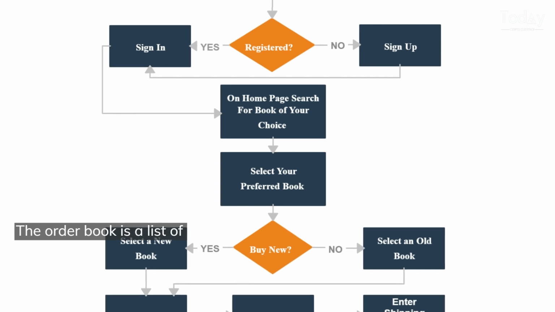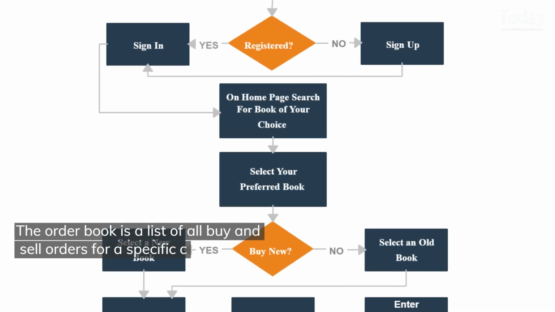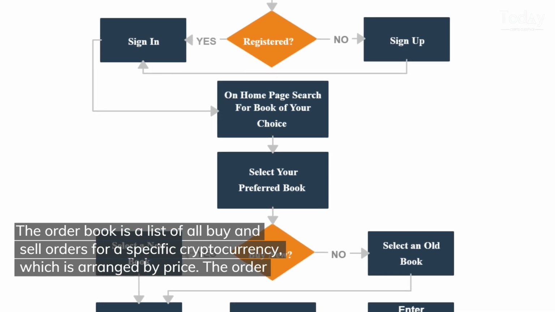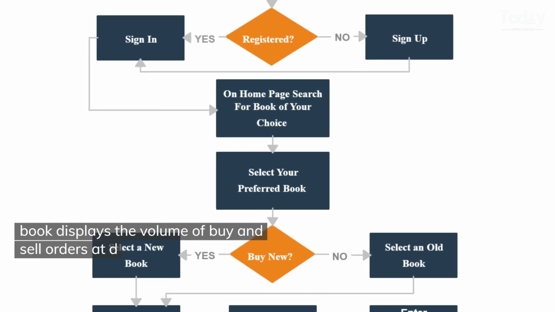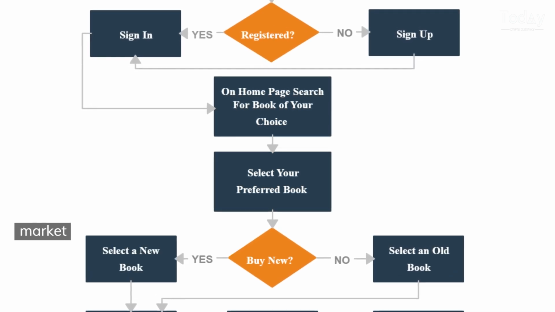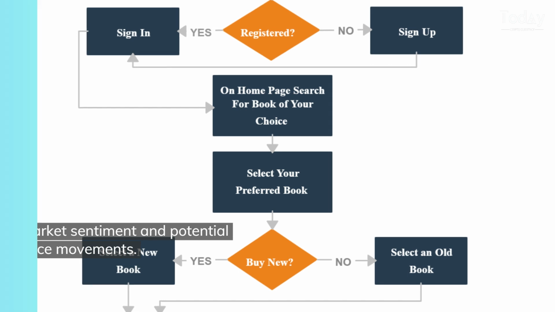The order book is a list of all buy and sell orders for a specific cryptocurrency, which is arranged by price. The order book displays the volume of buy and sell orders at different price levels, which can help traders understand the market sentiment and potential price movements.